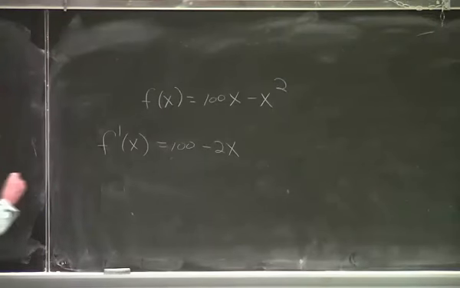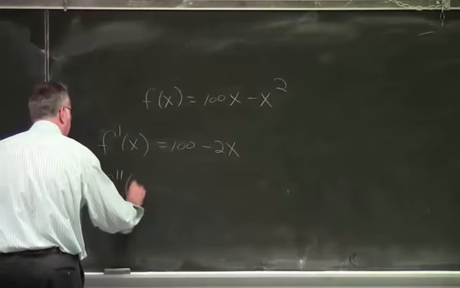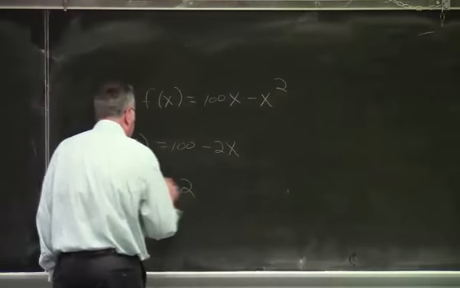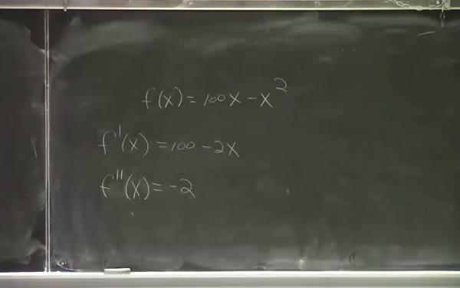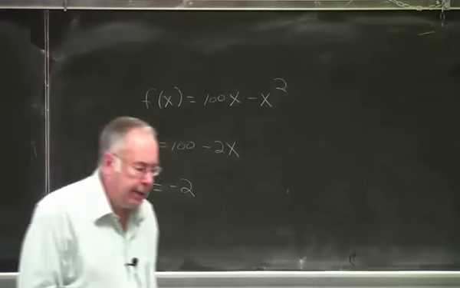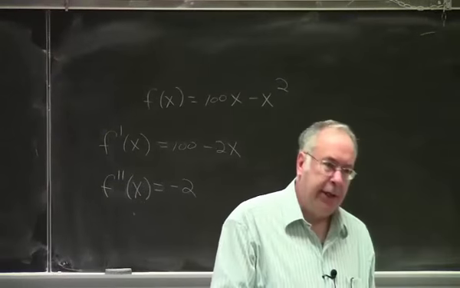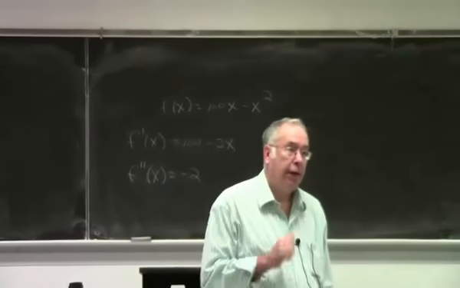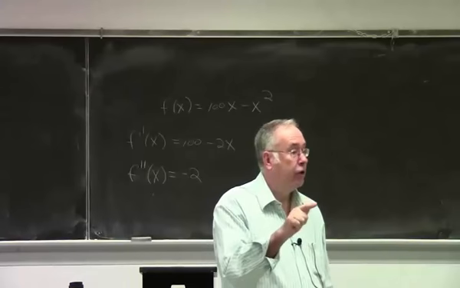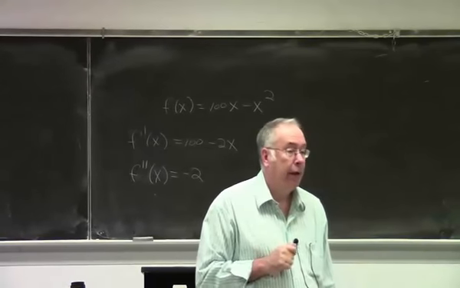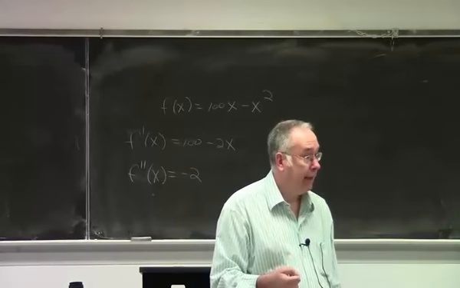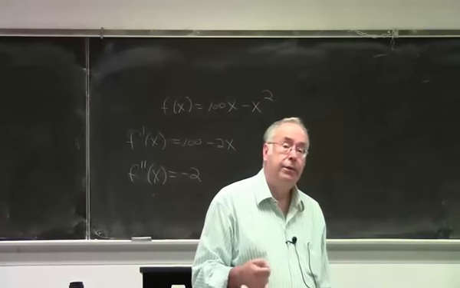What's the second derivative? F double prime of x is negative 2. In this case, the second derivative is always negative. So what this means is as x gets larger, the first derivative gets smaller. If the first derivative were positive, it would become less positive as x gets bigger. If the first derivative were negative, it becomes more negative.